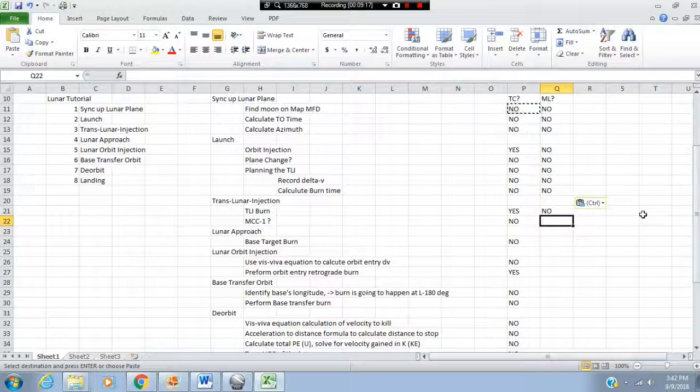MCC1. Let me see. This is mission loss. We're going to say yes. Because if you don't do an MCC1, you might find that your calculations are so good that you're heading straight for the moon, and you impact it. So that's incredibly important.